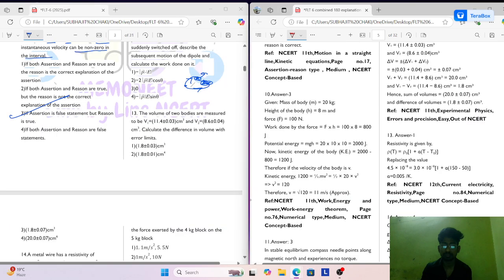Work done by the force is 800 joule. Potential energy at the height is 2000 joule, given by the formula. As by the work energy theorem, the kinetic energy of the body is 2000 minus the work done. That is the kinetic energy, 1200 joule. Kinetic energy is given by the formula half mv square. So from that you can calculate this way.